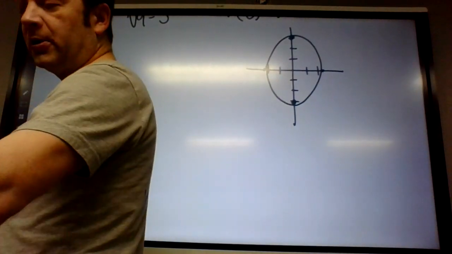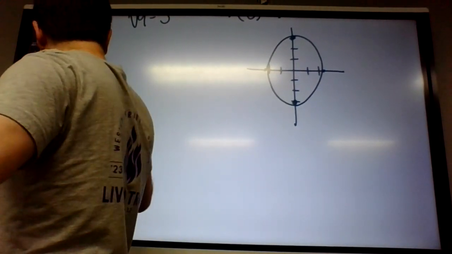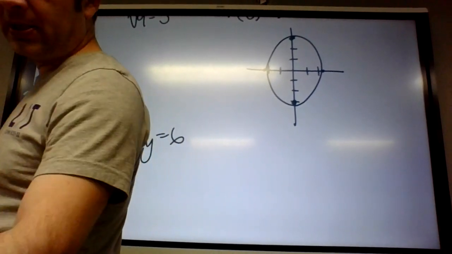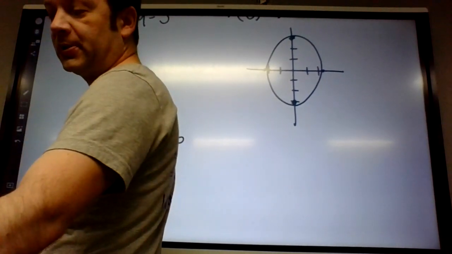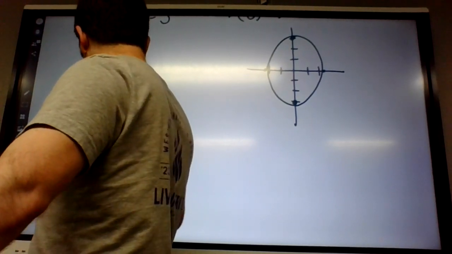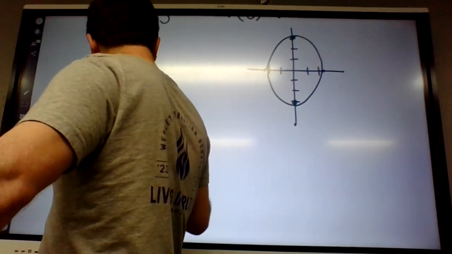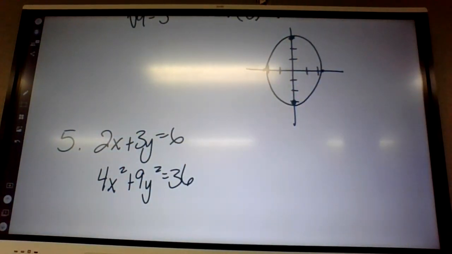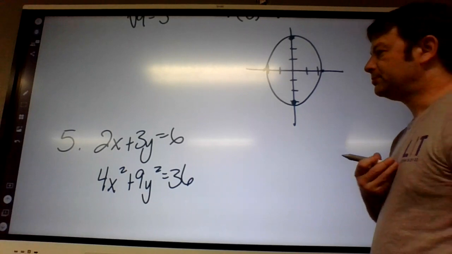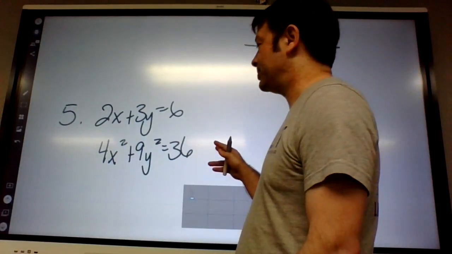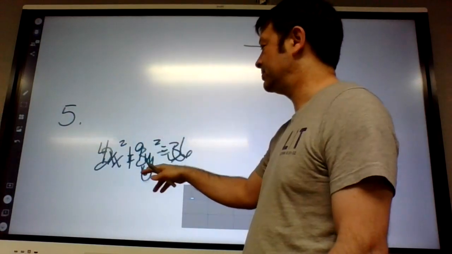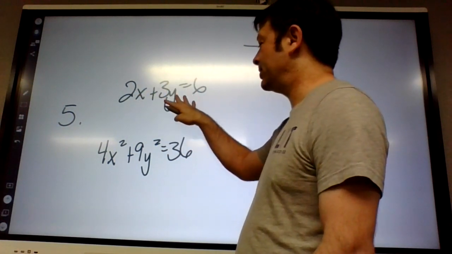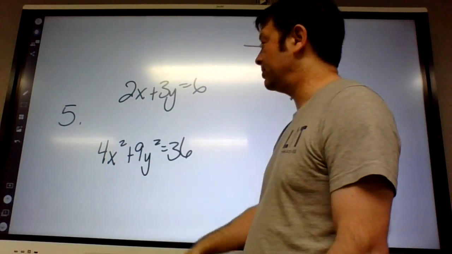Okay, where does the line 2x plus 3y equals 6 and the ellipse 4x squared plus 9y squared equals 36 intersect? Well, it's kind of a repeated number 2, right? So how do we do that on number 2? Substitution. Yeah. You could solve this for x or y and then replace x or y in the other equation.